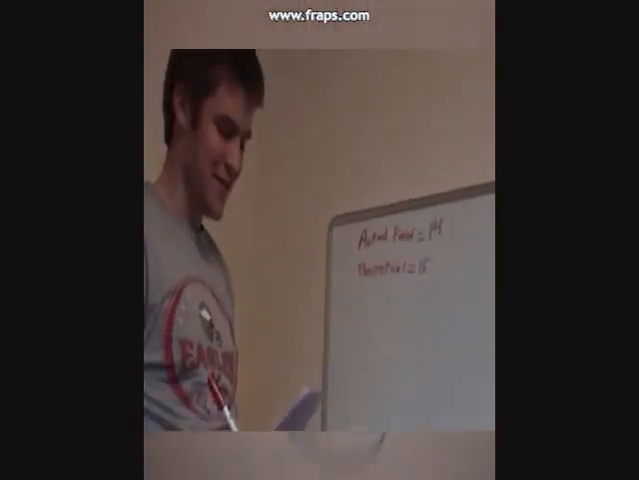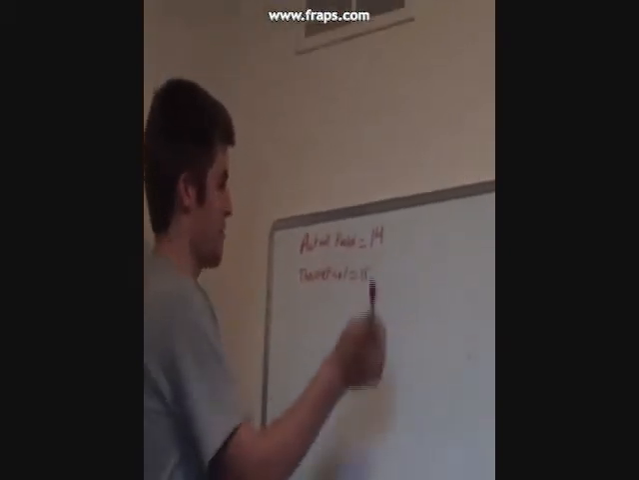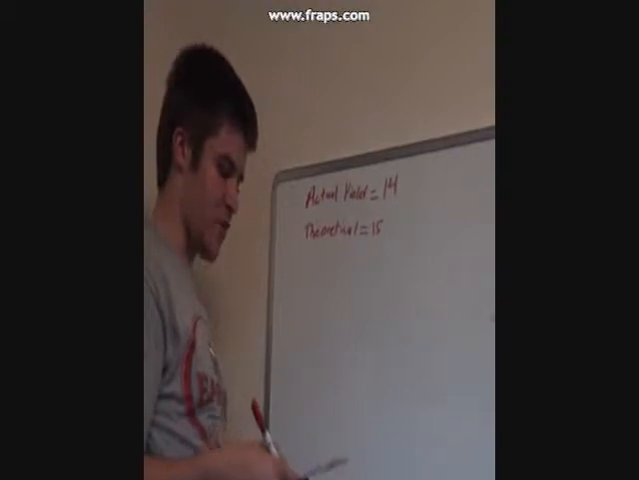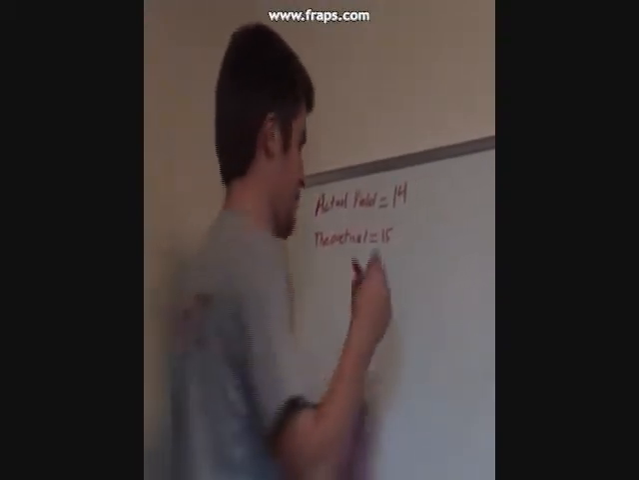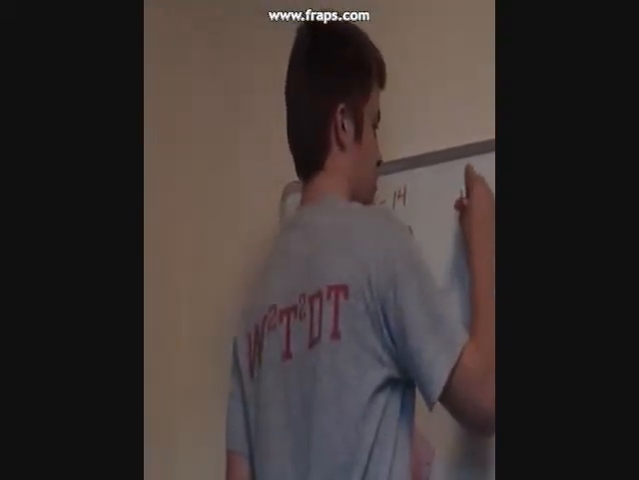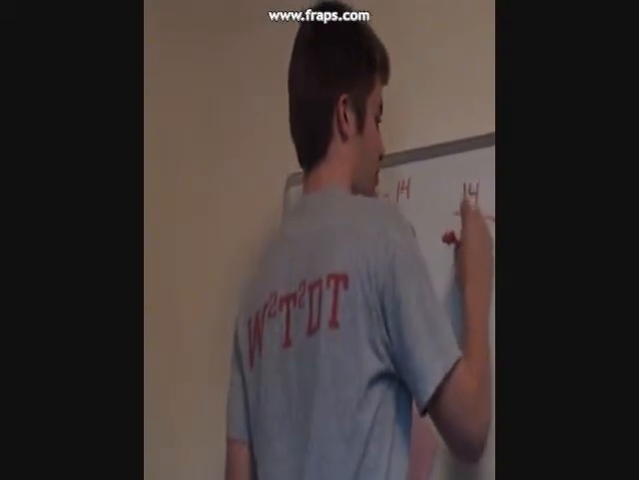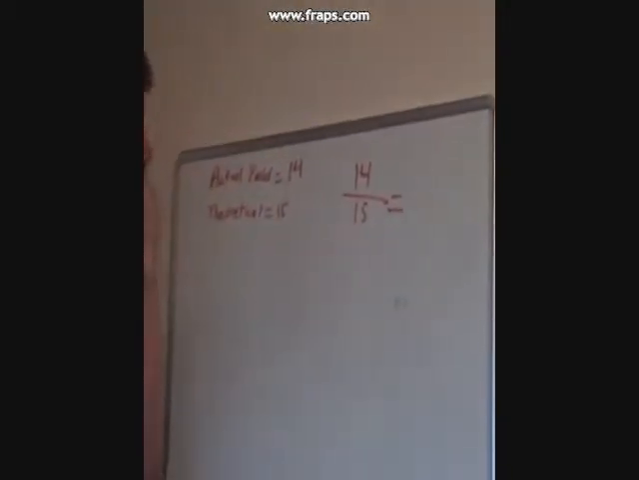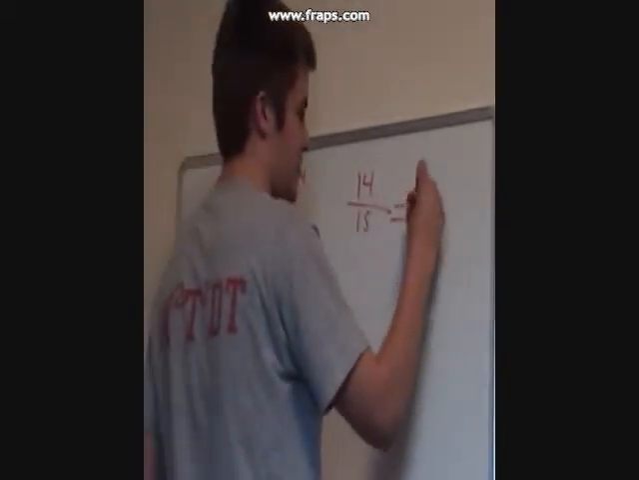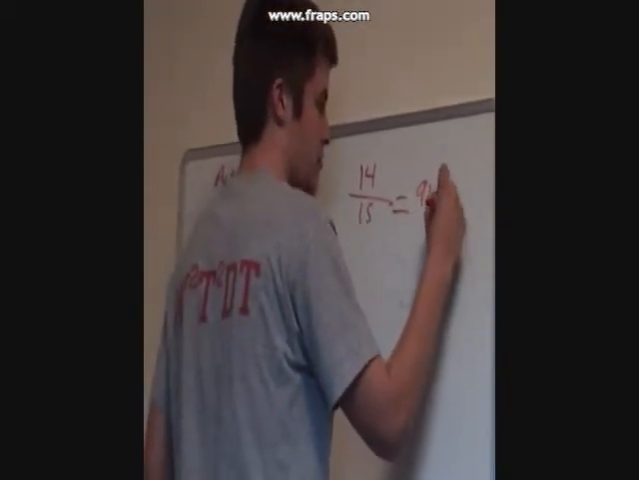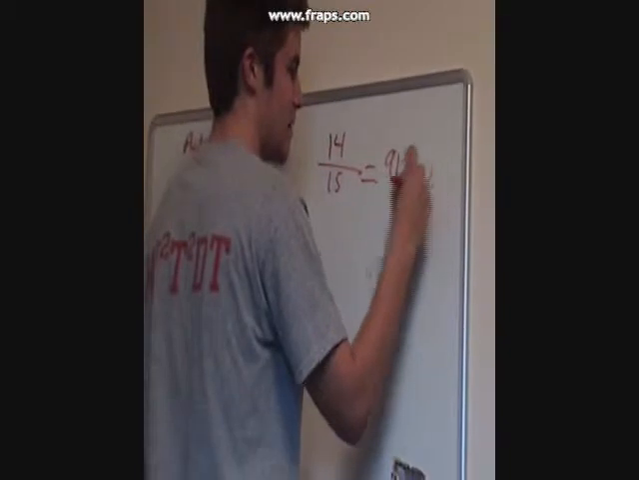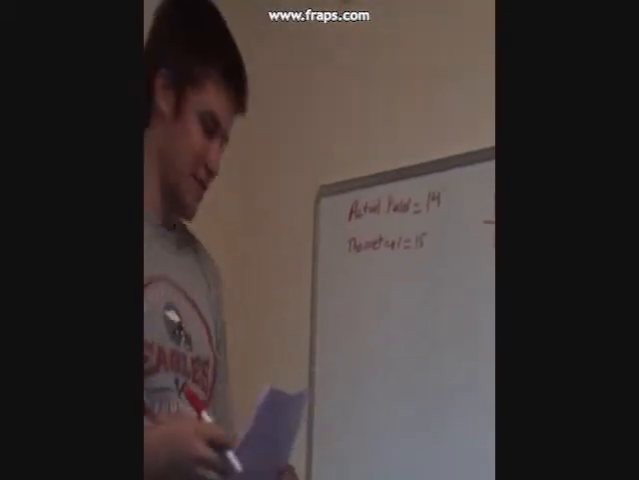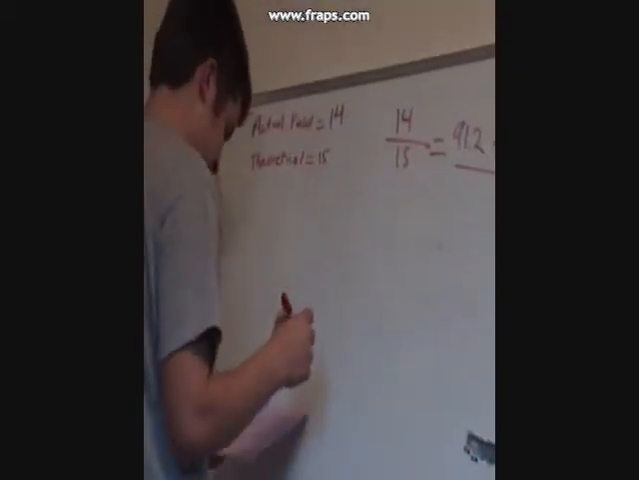We got theoretical and actual yields from an experiment here. 14 and 15. So we're going to find our percent yield by taking our actual yield over our theoretical yield, dividing those two out, and check my calculator, that's about 91.2%. Bam. That was quick. We'll do another one now.